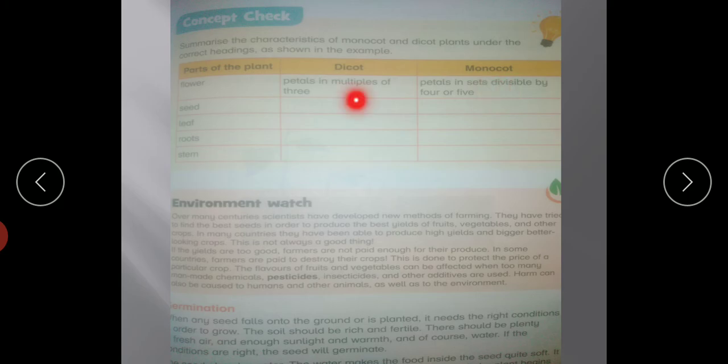After correcting this mistake, then fill up the remaining columns of the concept check. Seed of monocot has 1 cotyledon. Seed of dicot has 2 cotyledons. Leaf has parallel veins of vascular system in monocot. Leaves of dicot have net-like veins. Root, fibrous root, here taproot. Stem, vascular system, scattered here, in ring form here.